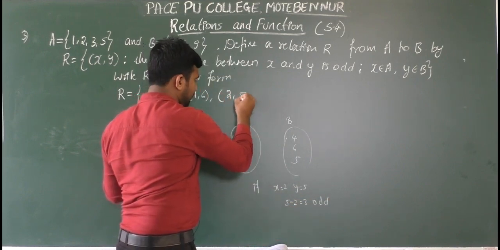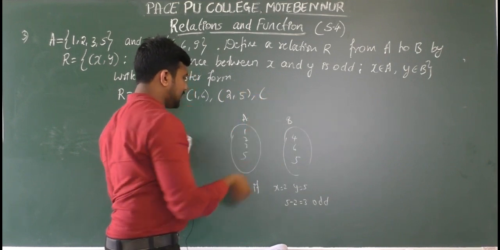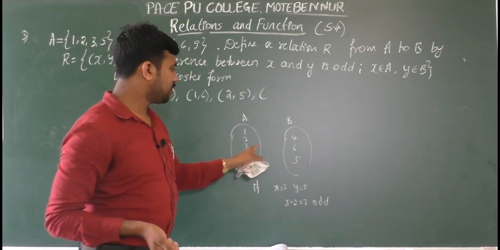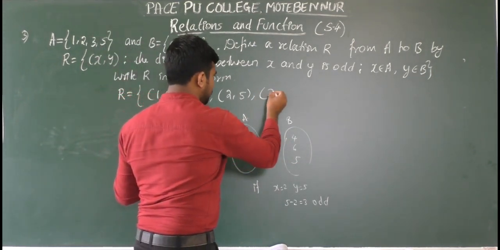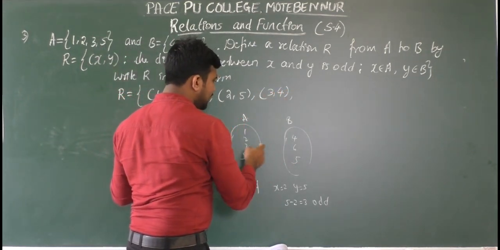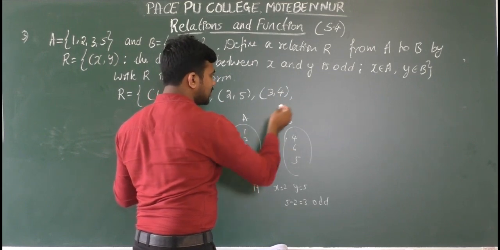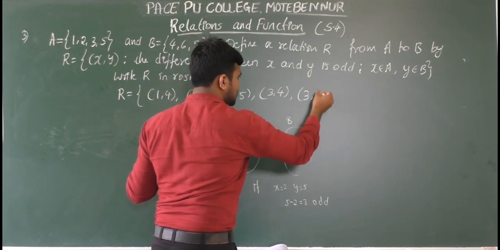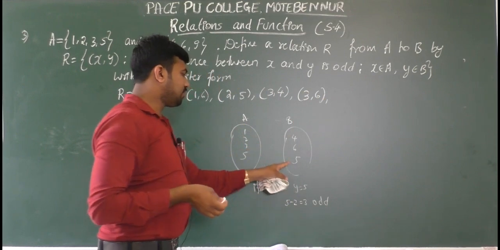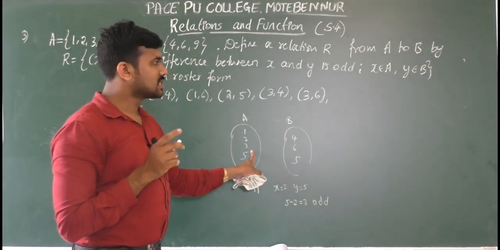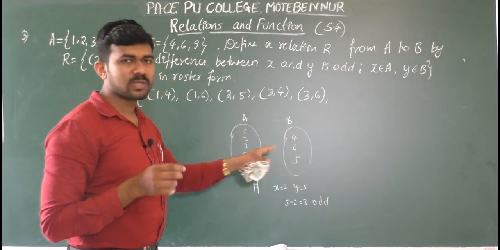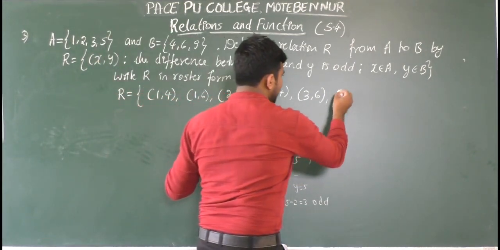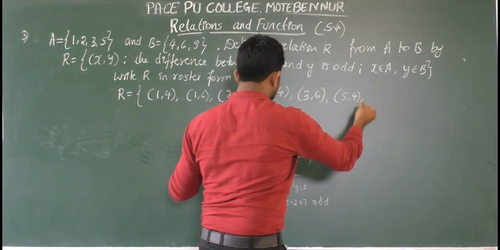(2,5). Next 3 and 4: 4 minus 3 is 1, so we can take (3,4). 3 and 6: 6 minus 3 is 3, so we can take (3,6). 3 and 5: 5 minus 3 is 2, so that is E1, don't take that. Now 5 and 4: 5 minus 4 is 1, so I can take (5,4).